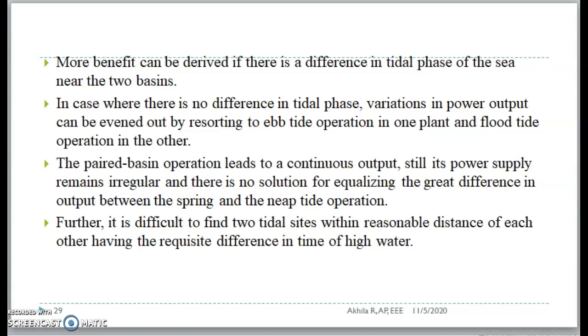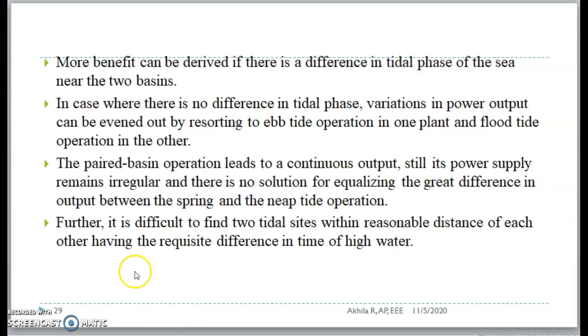More benefit can be derived if there is a difference in tidal phase of the sea near the two basins. In case where there is no difference in tidal phase, the variations in power output can be evened out by resorting to ebb tide operation in one plant and flood tide operation in the other. The paired basin operation leads to a continuous output, but its power supply still remains irregular, and there is no solution for equalizing the great difference in output between the spring and the neap tide operation. Further, it is difficult to find two tidal sites within reasonable distance of each other, having the requisite difference in time of high water.